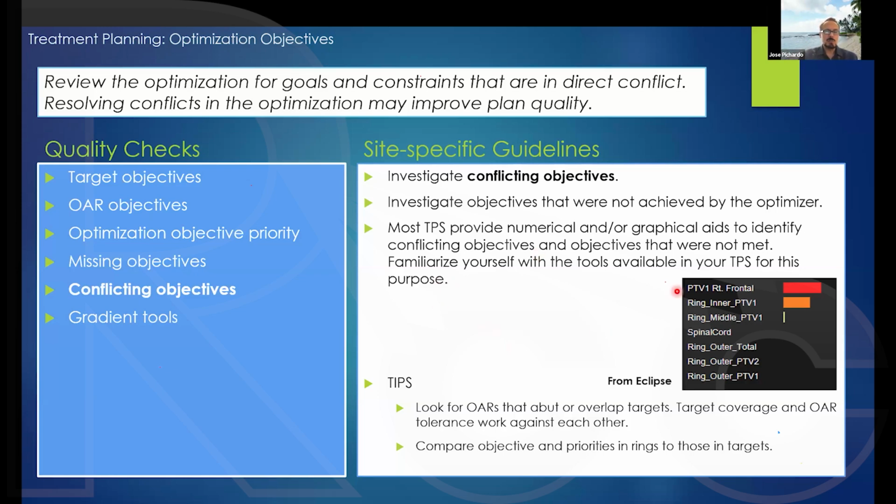So my recommendation for this is to always familiarize yourselves with the tools available on your treatment planning system for this purpose. For example, in the case of ECLIPSE, you actually can't evaluate this. So what do you do instead? Well, instead, look at the structures and see which ones are close to the target. Structures that are close to the target may be causing problems for target coverage, right? So always look at things like that.